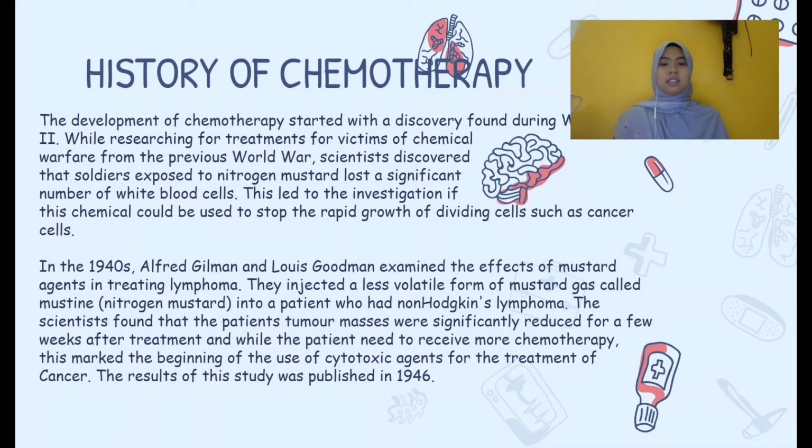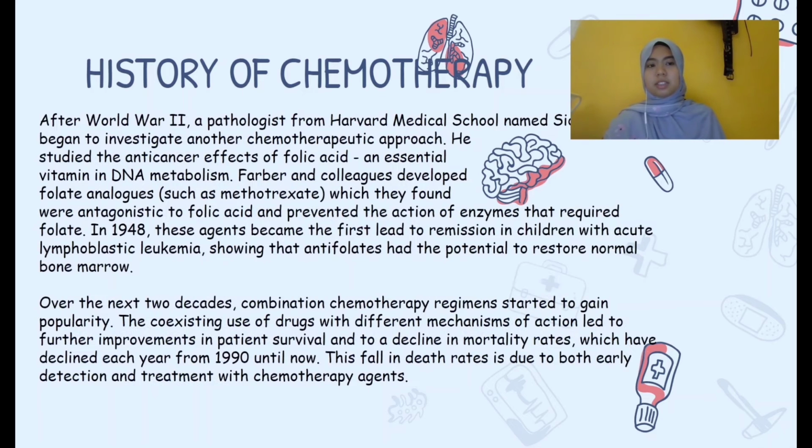They injected a less volatile form of mustard gas called mustine, which is also still nitrogen mustard, into a patient who had non-Hodgkin's lymphoma. The scientists found that the patient's tumor masses were significantly reduced for a few weeks after treatment, and even though the patient still needed to receive more chemotherapy after the first treatment, this marked the beginning of the use of cytotoxic agents for the treatment of cancer. The results of this study were published in 1946.